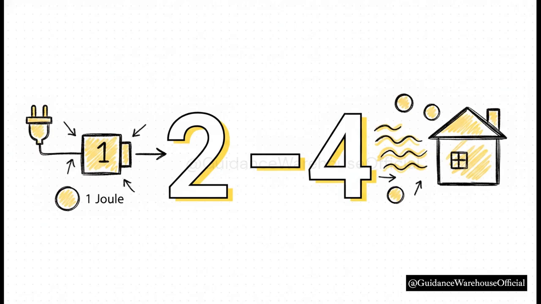To put that into perspective, in the real world, this number typically ranges from 2 to 4. That means for every single joule of electricity you pay to run the compressor, the heat pump is outputting 2 to 4 joules of heat right into your home. It's just a massive energy multiplier.